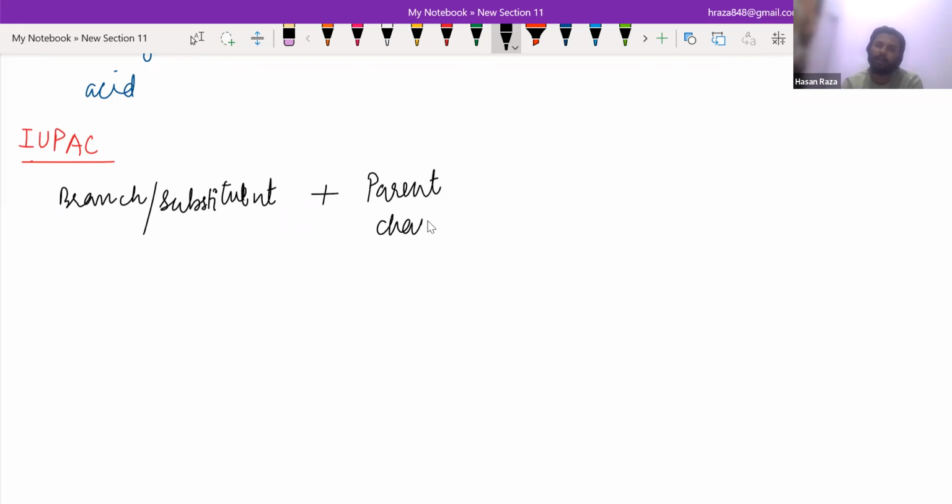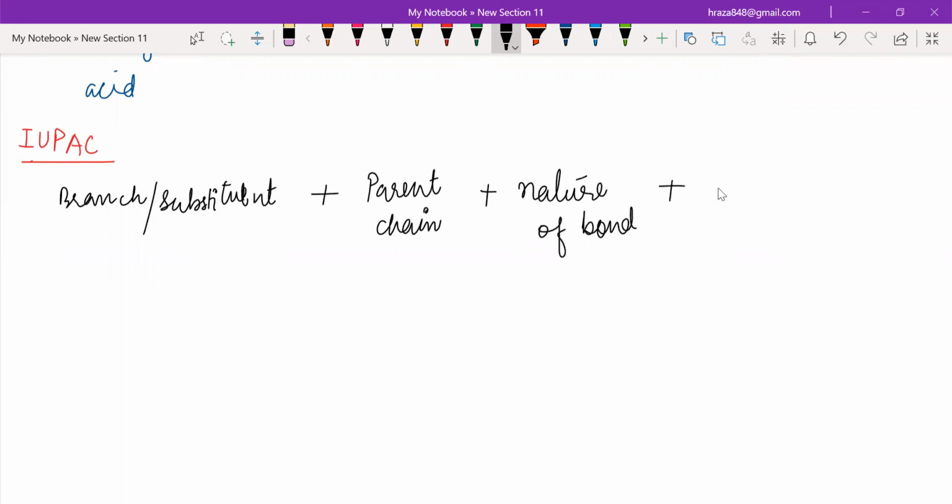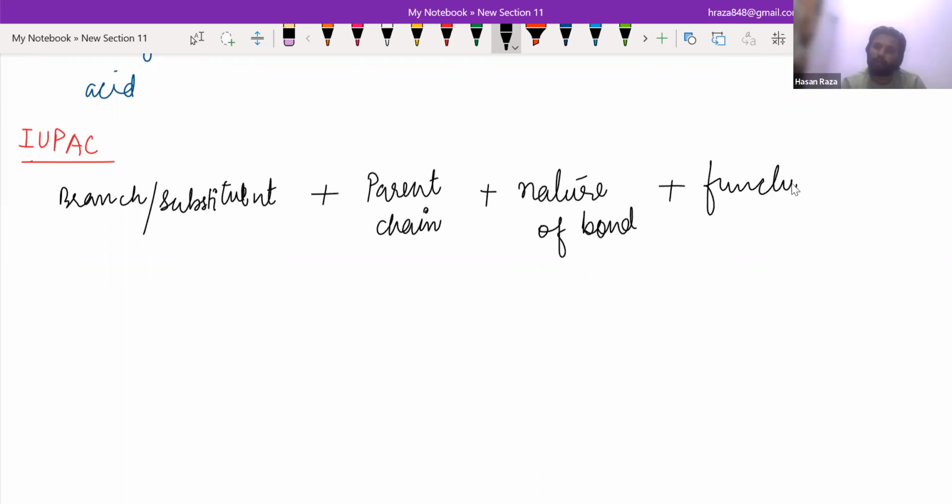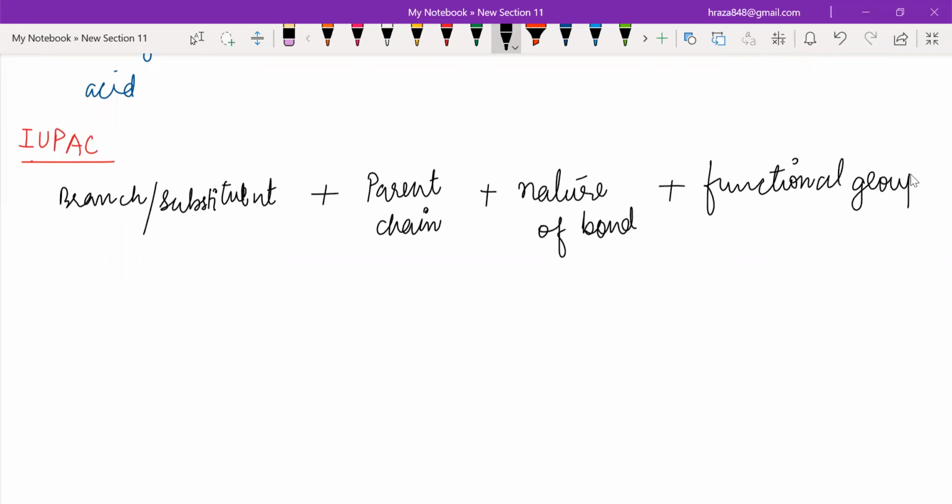How many carbons are present in the parent chain? Then the nature of the bond. That represents basically whether it is alkane, single bond, alkene, double bond, alkyne, triple bond, if there is any. Then come to the functional group. Is that clear? Yes. Now, whenever a functional group is present, this is the main part, the functional group.